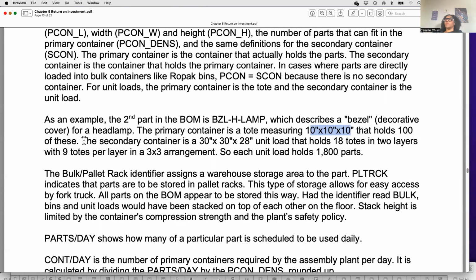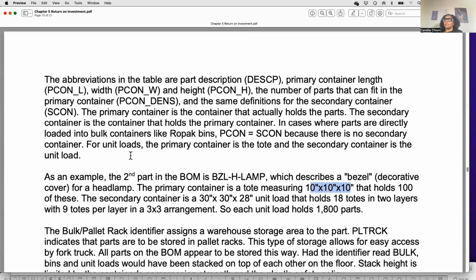So then the secondary container is a 30 by 30 by 28 inch unit load. So it's going to hold 18 totes in 2 layers and 9 totes per layer. So it's going to be 3 by 3. Based on that, we learned earlier how to calculate how many parts are going to be on your pallet. But again, the secondary container, which is considered a unit load, comes out to 30 by 30 by 28. And again, we've been talking all the way through this, that this standard automotive pallet is a 48 by 45. And the standard bins are 48 by 45, right? So when I see something like this, this kind of jumps out at me.